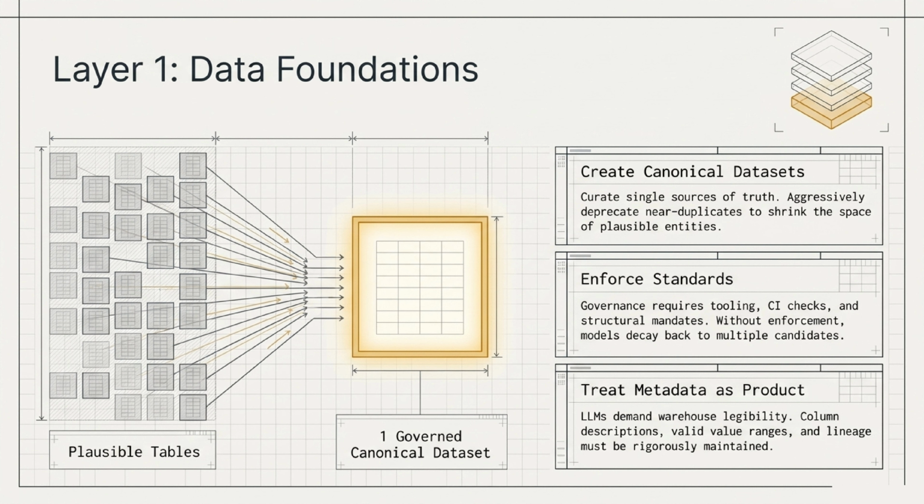Let's look at Layer 1, Data Foundations. Instead of letting the agent sift through dozens of plausible tables, you need to curate one single governed canonical dataset. You do this by aggressively deprecating near duplicates to shrink the space of plausible entities. But curation isn't enough, you have to enforce your standards using tooling and CI checks. Without enforcement, your models will just decay back into multiple conflicting candidates.